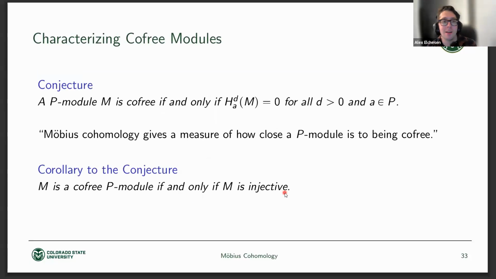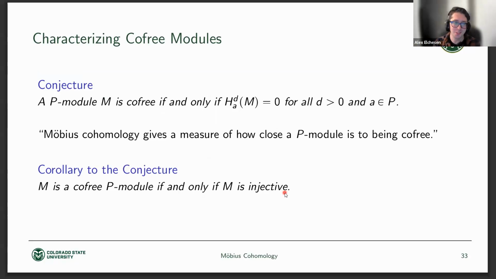And so we have a conjecture related to these co-free modules. The conjecture is that a P module is co-free if and only if the Möbius cohomology at every point A is trivial, in the sense that it's concentrated in degree 0. So it's 0 for all degrees above 0. Possibly you can have something non-zero in degree 0.